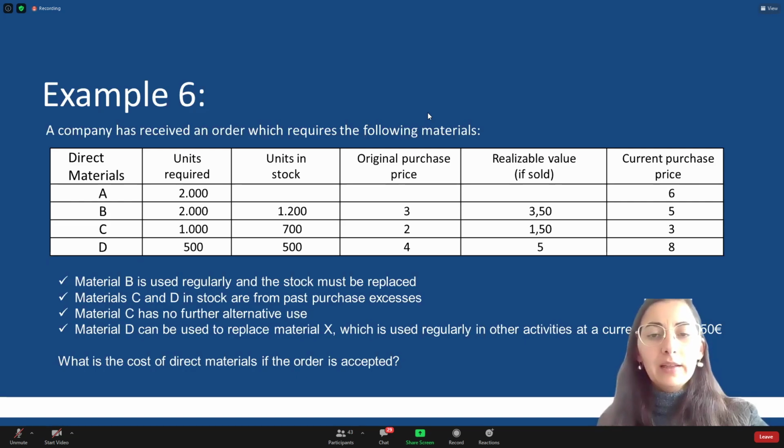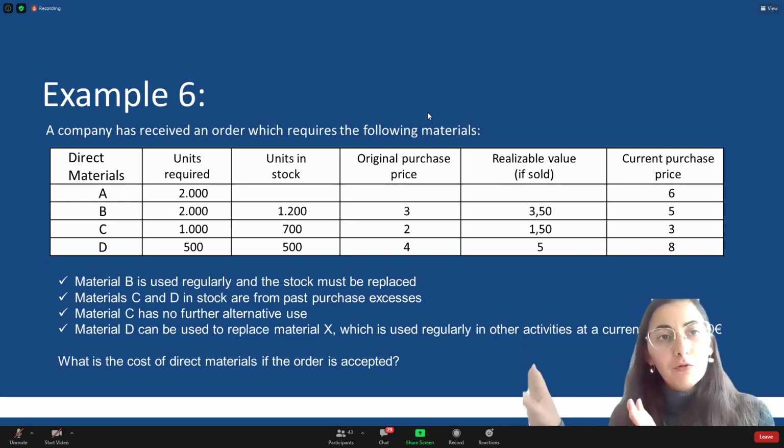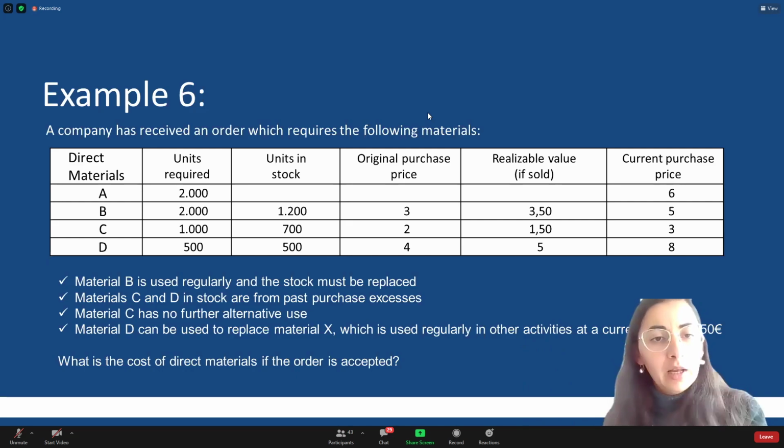Then if I have to buy them, the cost will be 5 euros. I will only need to replace this stock if I accept the order. If I don't accept the order, for the other product they already produced, they will be using the units that they have in stock. If I accept the order, you see, I have to purchase these units. Otherwise, I don't need to purchase them. Does it make sense? Yes, I think I understand now. Thank you. Okay, good.